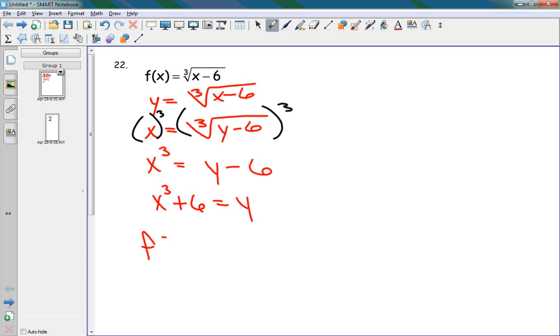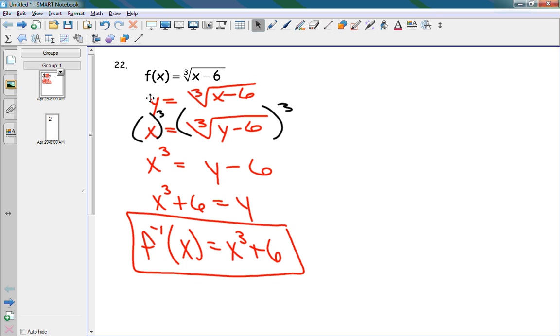So now f inverse of x is equal to x cubed plus 6. Now, many of you missed that. Do we understand where we went wrong now?